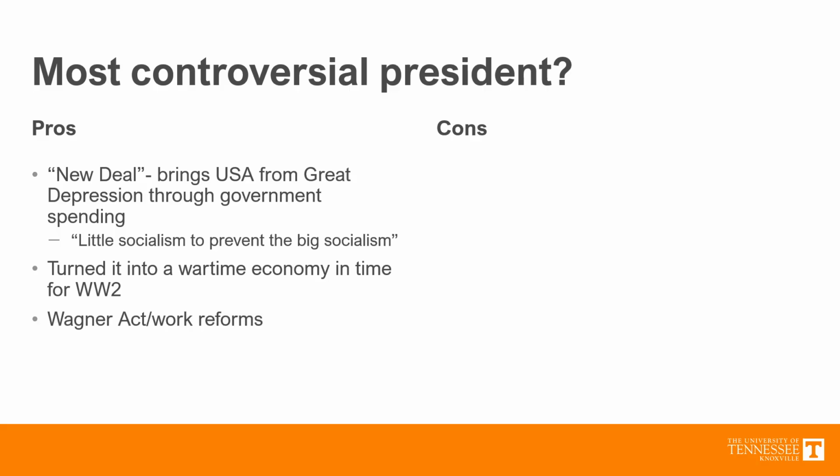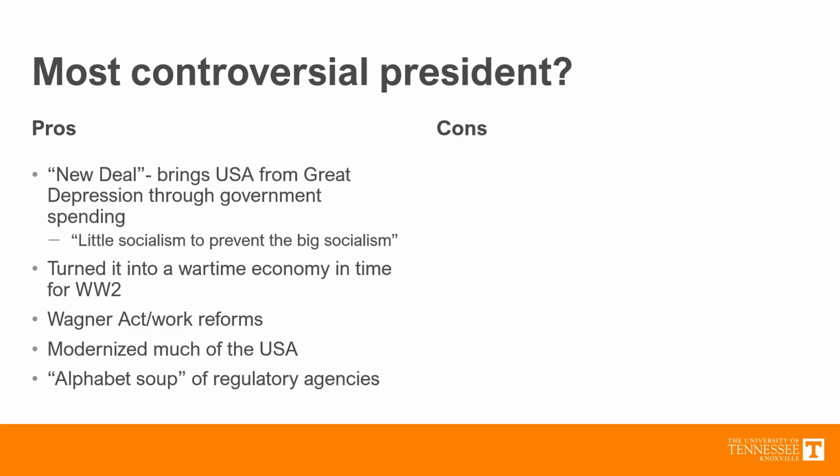Furthermore, you have the Wagner Act and the work reforms, so stuff like minimum wage, fair labor standards and practices. Closely related to that, modernization of much of the USA. So what we think of as modern highways and infrastructure especially. And there's this sort of alphabet soup of regulatory agencies. If you're from East Tennessee, you're probably very familiar with the TVA. Not a coincidence that its expansion was under FDR.